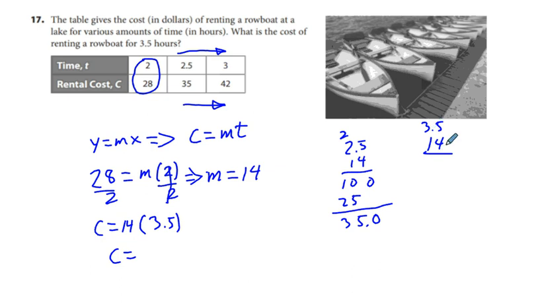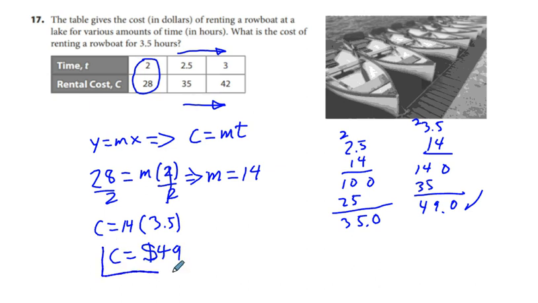So anyway, 4 times, that's going to be 20. 4 times 3 is 12 plus 4, 1, 4. And then we put 3, 5 here. So we get 490. So yes, 49. So the cost for running a rowboat for 3.5 hours is going to be $49. And there we have it. That is our answer for number 17.